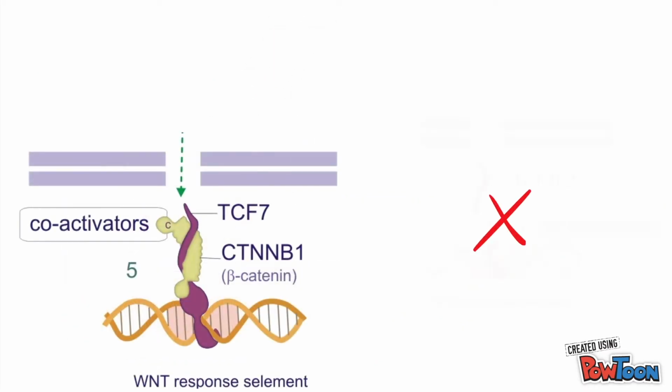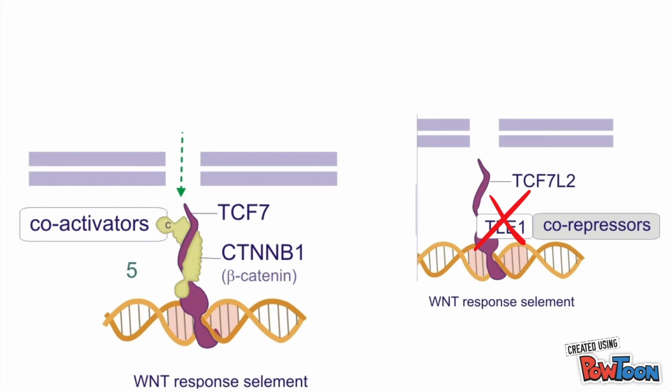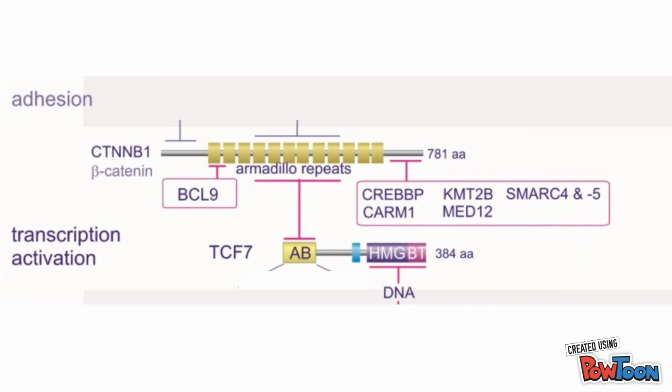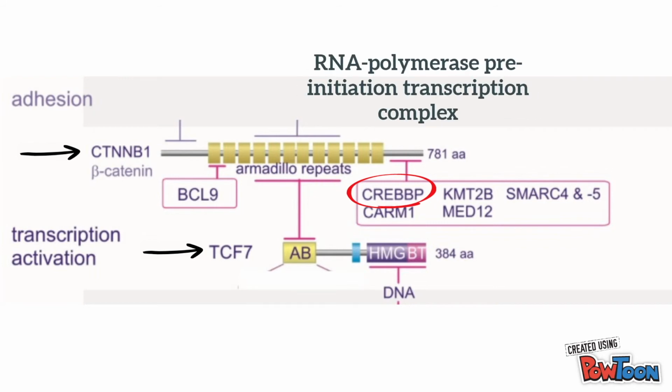This complex replaces the TCF7L1 that was bound to the DNA, which causes the loss of TLE1 and its repression partners. This makes the DNA more accessible and it is called acetylation. The TCF7 beta-catenin complex also recruits several co-activators. One of those is CBP. This histone acetyltransferase binds to the C-terminal of beta-catenin. This makes the promoter region accessible to the RNA polymerase pre-initiation transcription complex and other transcription factors.